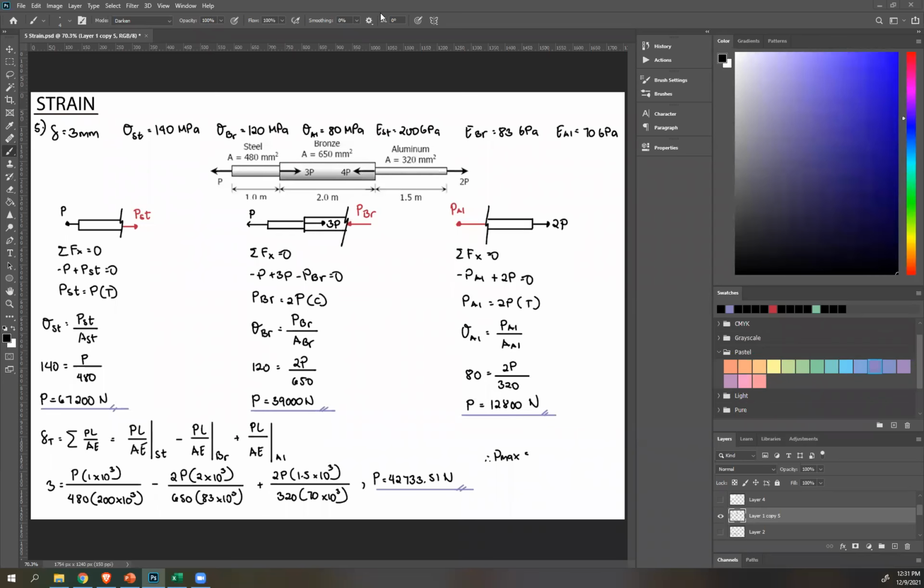All right, very good. Almost everyone got it correct. The final answer is 12,800. Once again, when choosing for maximum force, you're going to look for the least value. Now again, if you're wondering why I am looking for the least value, if you're looking for maximum force, that's because anything greater than 12,800 will cause the aluminum bar to fail. And we don't want any failure in our structure. Okay, so that's it for number 5.